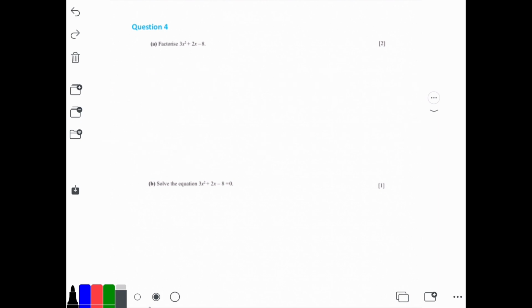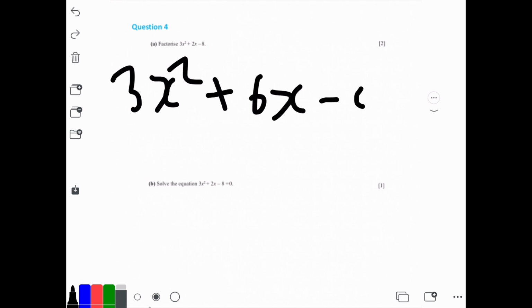So if we rewrite the equation, we'll get 3x squared, and it doesn't matter which order we put it in. I will put plus 6x minus 4x minus 8. And as we can see, from here on we can split this equation in two, essentially. I'll draw a line here to show how we do that. And after, we have to factorize each side of the equation.